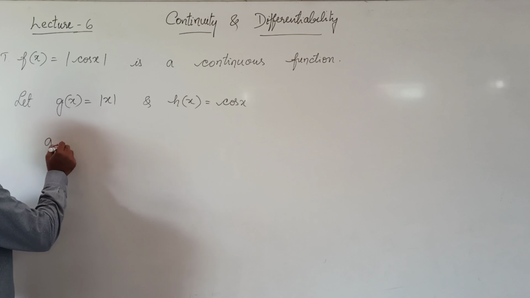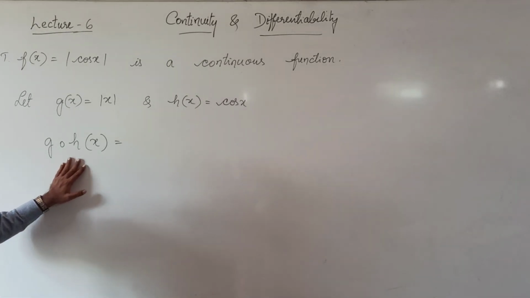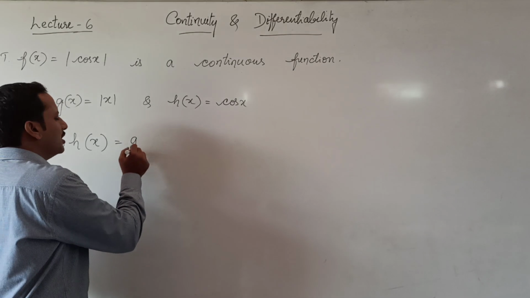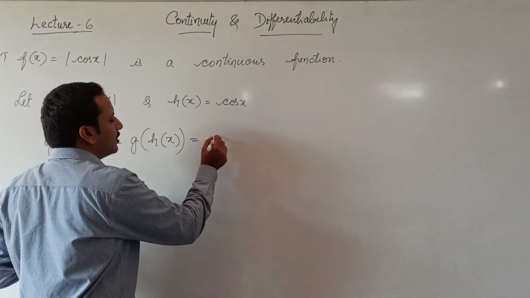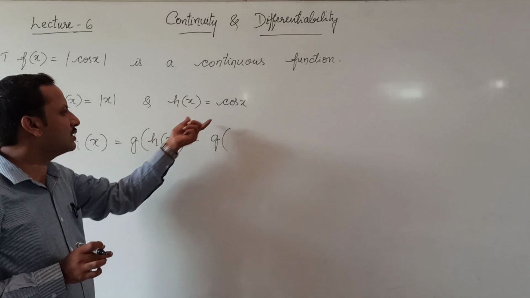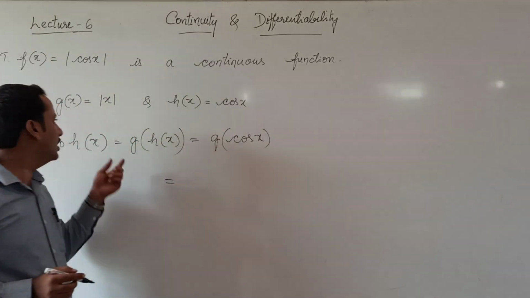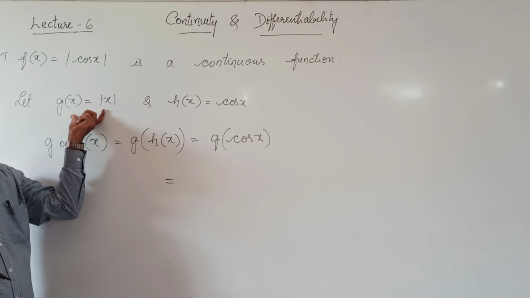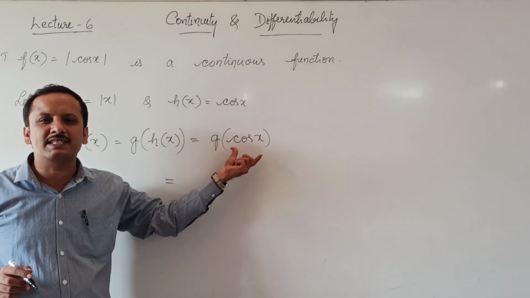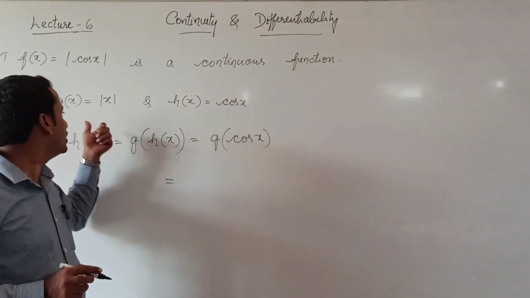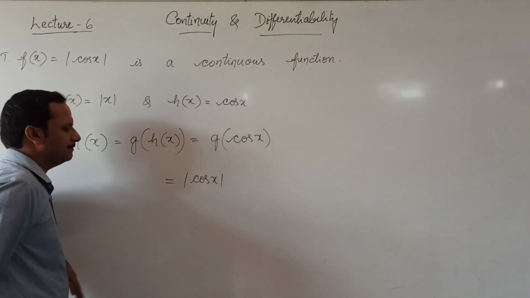Now let us find out what is g circle h of x. G circle h of x, in other words, g composition h of x, is equal to g of h of x. In place of h of x, I am substituting cos x, so g of cos x. We have defined g of x as mod x. Wherever there is x, we will replace that x with cos x. Therefore, g of cos x will be equal to modulus of cos x.